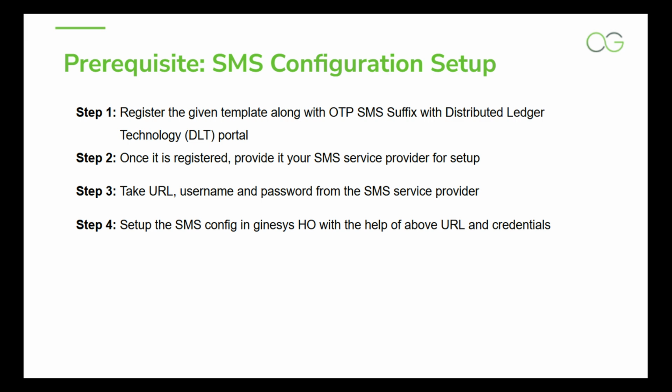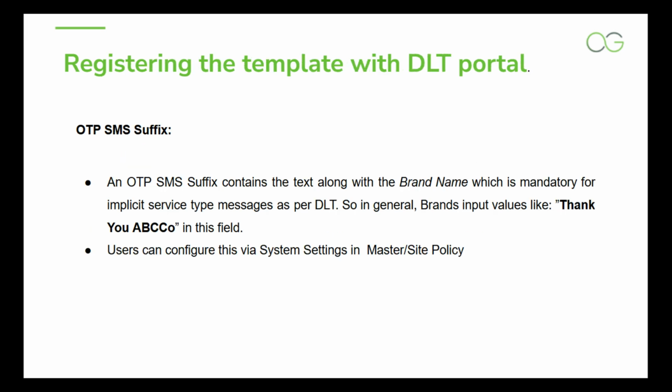First, let's understand what is OTP SMS suffix and how to configure this in Ginesys. An OTP SMS suffix contains the text along with the brand name, which is mandatory for implicit service type messages as per DLT. This helps the SMS receiver to clearly identify the brand name from which the SMS is received. So in general, brands input values like "Thank you ABC Company" in this field. Users can configure this via system settings in master or site policy.